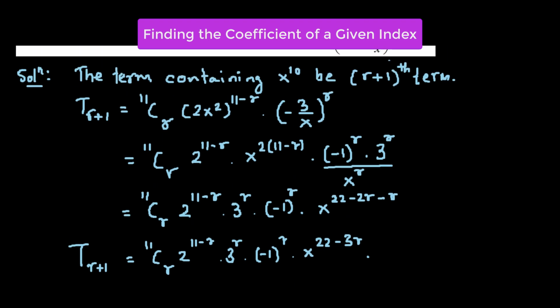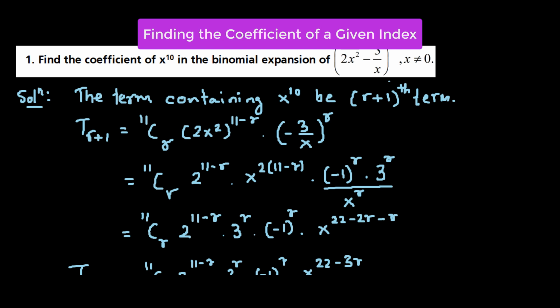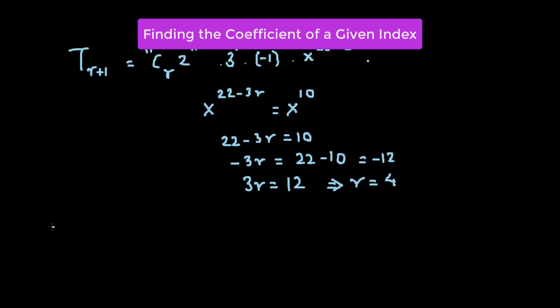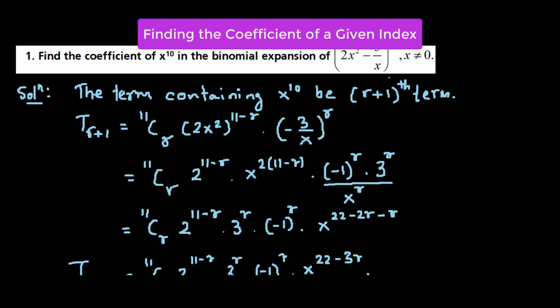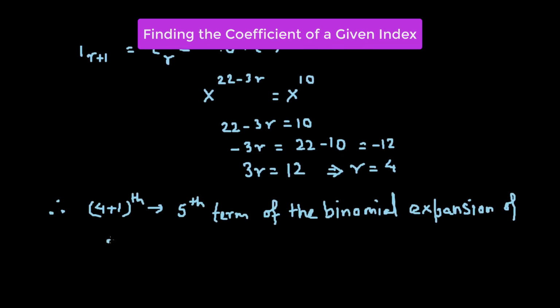So now we assume that the r plus 1 term is the term that contains x raised to the power of 10. Therefore we can say 4 plus 1, that term, that is the fifth term of the binomial expansion of (2x squared minus 3 over x) raised to the power 11, contains x raised to the power of 10. So this is the answer. Let's go to the next one.